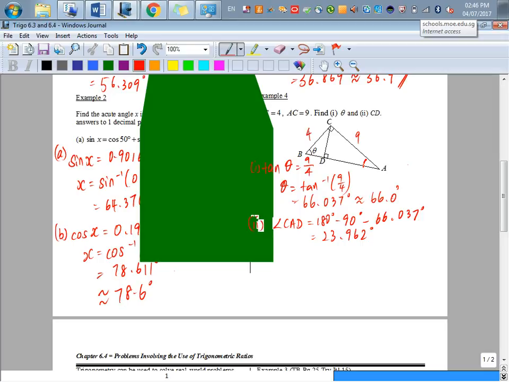Which trigo function should I use? Alfian, what trigo function should I use to find CD? Yeah, I have an angle over here already, 23.962 degrees. Sine. Okay, so sine 23.962 degrees equals opposite, which is CD, over hypotenuse, which is 9. Therefore, CD is equal to 9 sine 23.962 degrees.